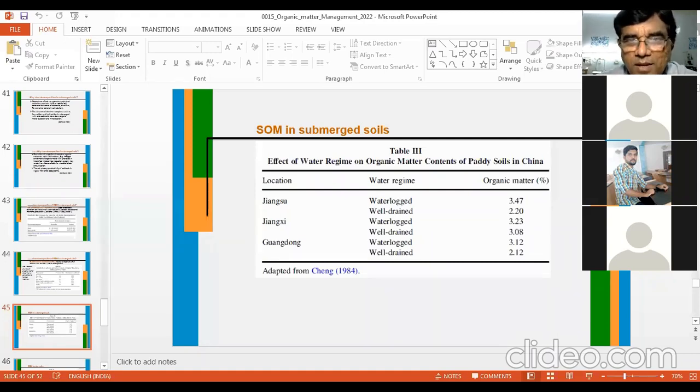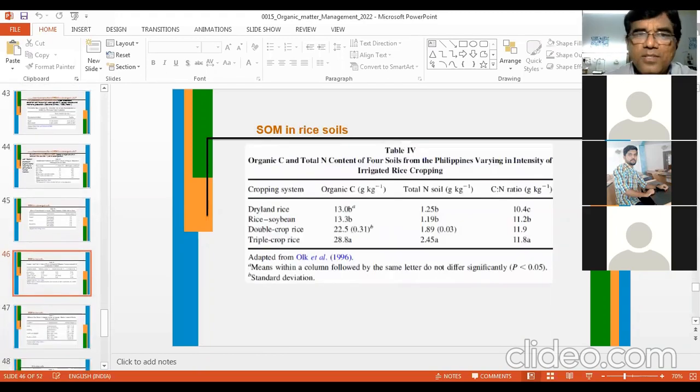In Jiangxi, under waterlogged condition, organic matter was 3.23%, and in well-drained soil, it was 3.08%. In Guangdong, waterlogged soil 3.12% and well-drained soil 2.12%. So you can see the difference. If you have waterlogged soil and are growing rice, you will have more organic matter than in well-drained soils.